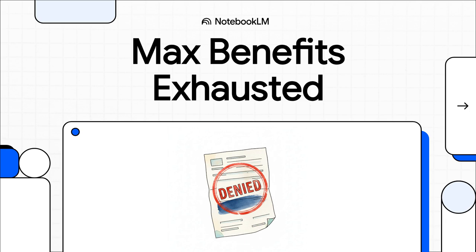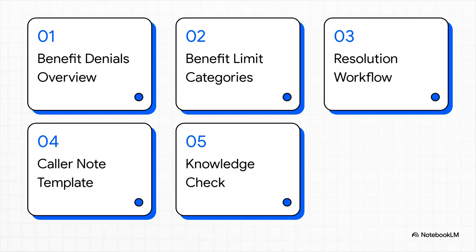We're focusing this explainer entirely on handling maximum benefit denials, and specifically, we're going to look at the adjustment codes CO119, N587, and M13. So get your notebooks ready, because we're going to master exactly how to review, analyze, and totally resolve these specific claims. Okay, let's dive right into this.